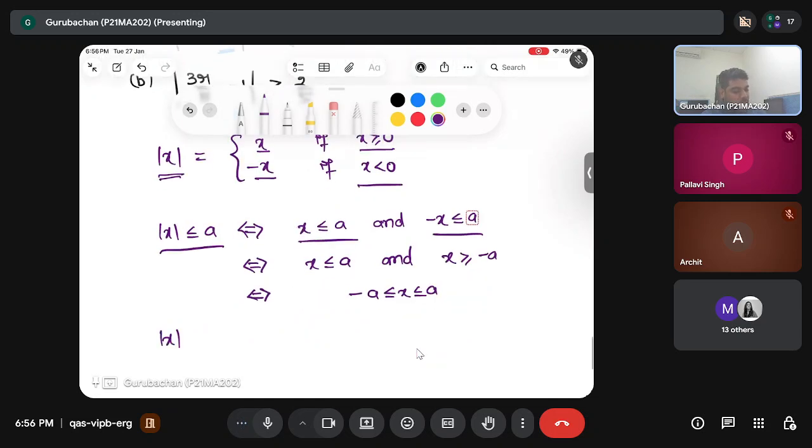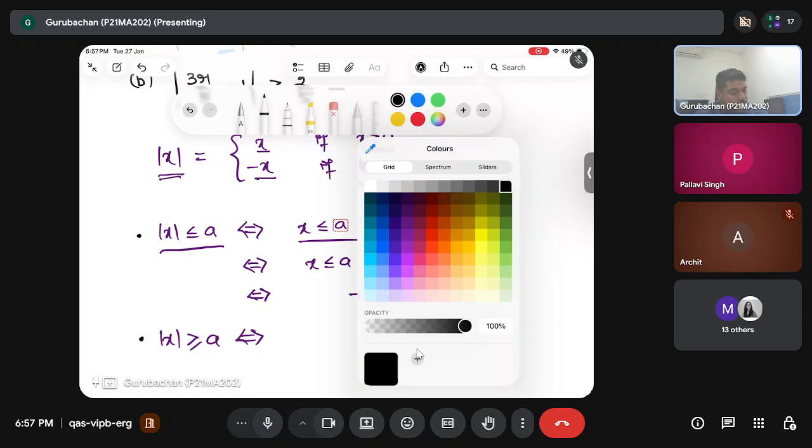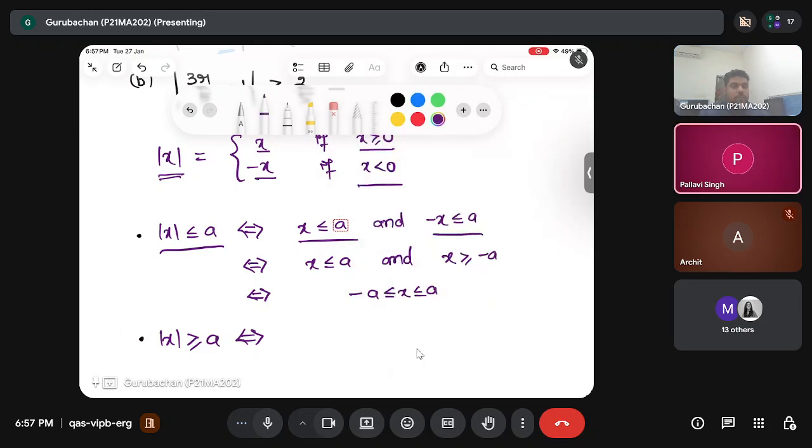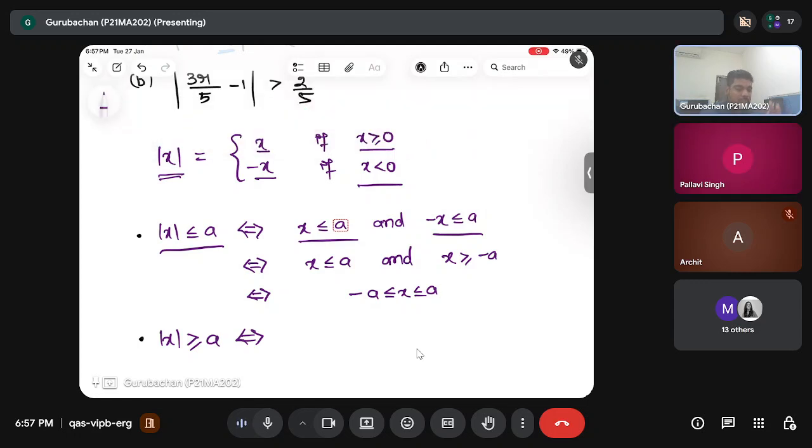In the same way, if I ask you mod x is greater than or equal to a, what can you say by definition? Similar to the above, tell me by definition. The negative condition won't exist for this one. We will discuss it further. Just tell me about this mod x is greater than or equal to a.